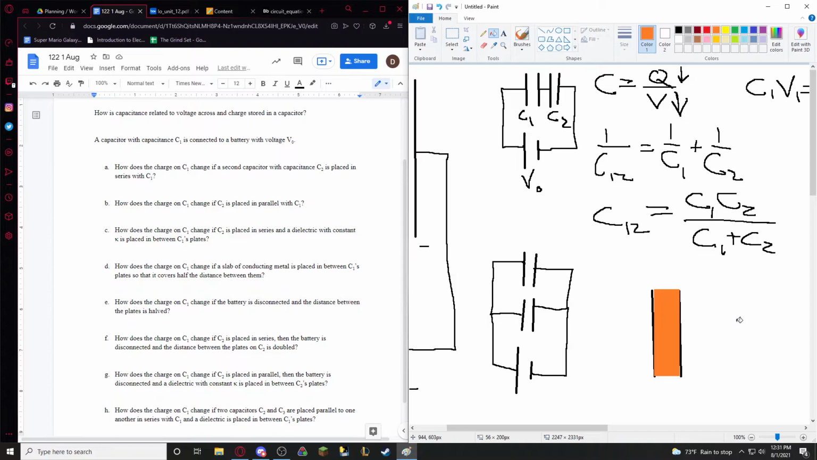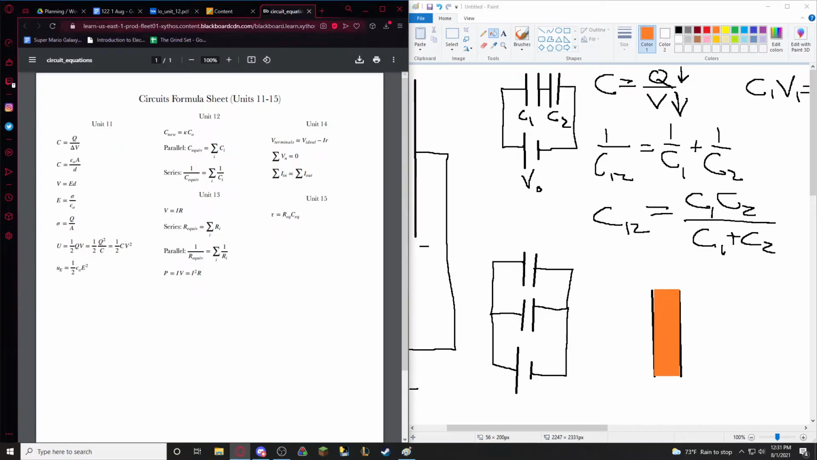Let's see. I was going to say when you put a dielectric in a capacitator. Capacitor. Yeah, capacitor. What's taters, precious?